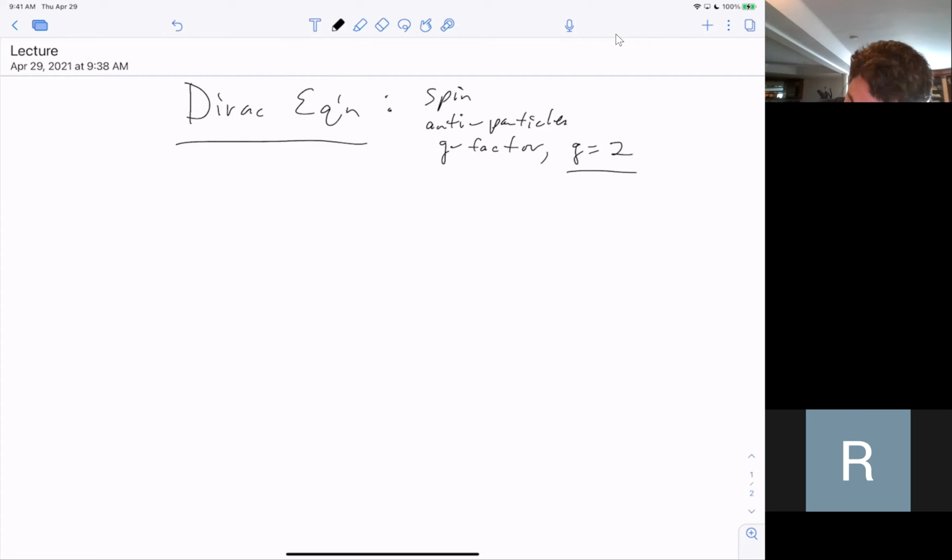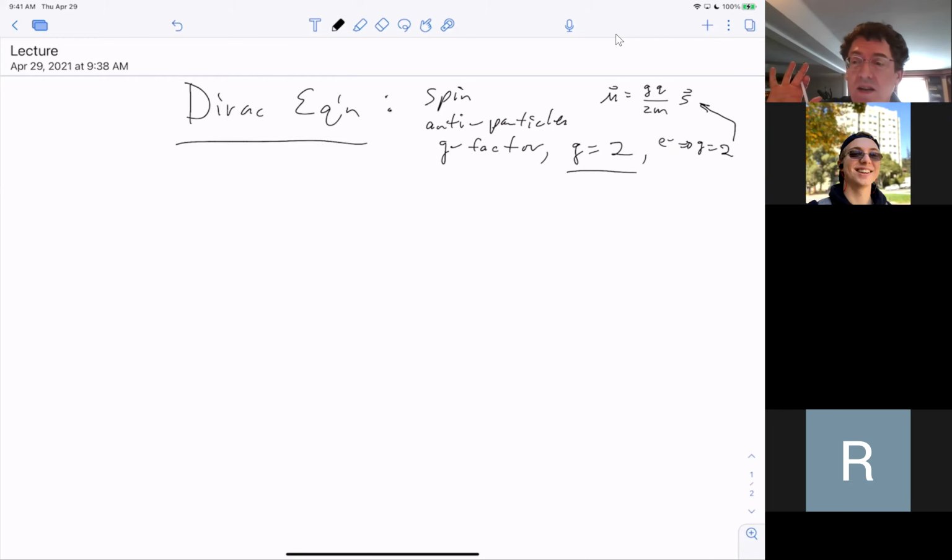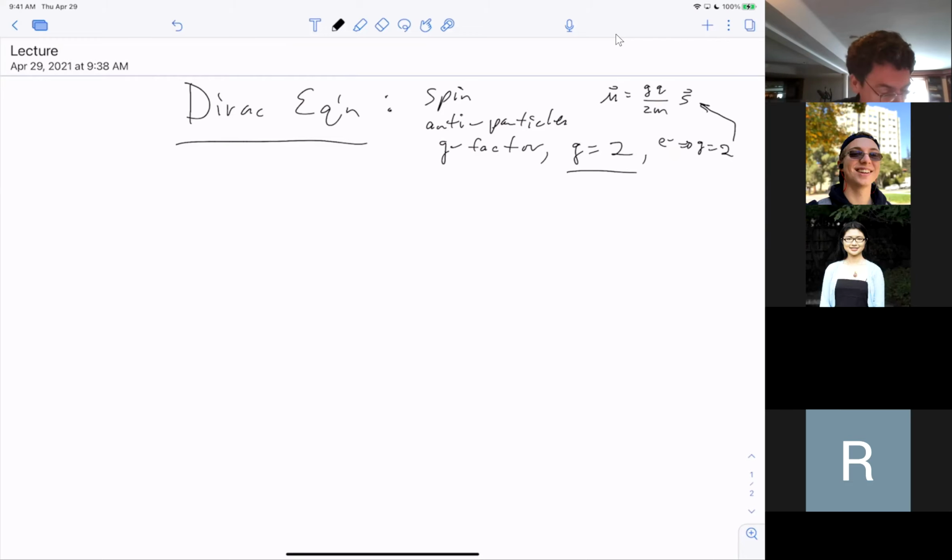We say that the magnetic moment is equal to g q over 2m S. And for the electron, g equals 2. Remember that little formula? We'll derive that today. Okay, folks, can you hear me okay? Yes. Okay, all right, so let's go.